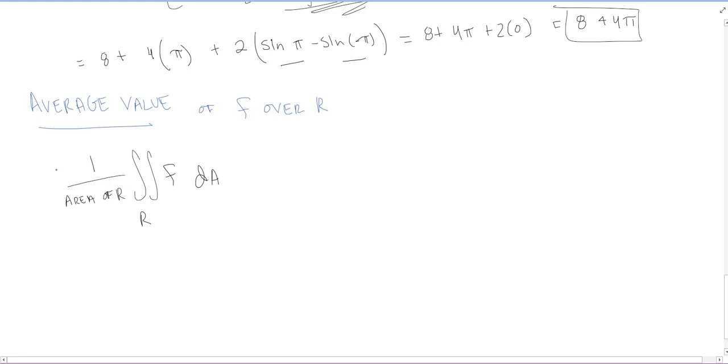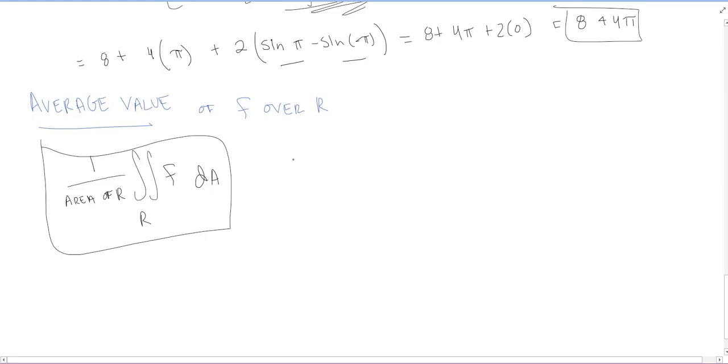So if you're asked to calculate the average value, you're going to do your double integral of your function, but you have to remember to divide by the area. Okay, so you might want to calculate the area first, and then just remember at the end the double integral of your function to take that answer of the area and divide by it.